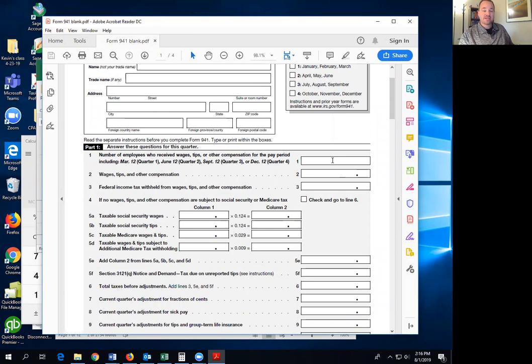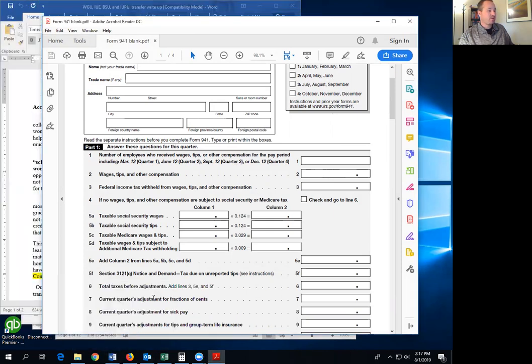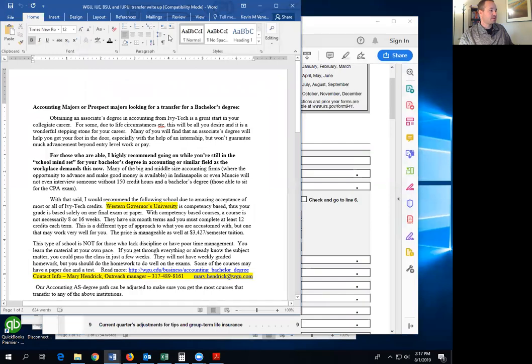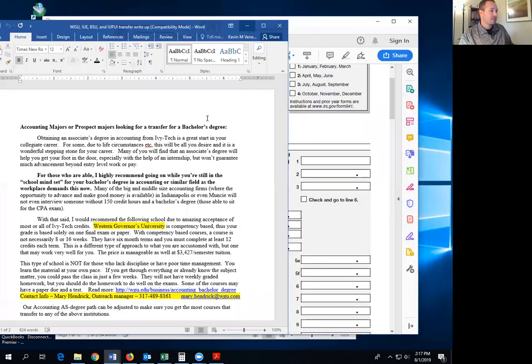Line number 1 is simply asking how many employees you have employed in whatever quarter you're in, on the specific date that they give. So you just list an actual number. And then in line 2, these wages and tips, we'll go through these with my notes as well.